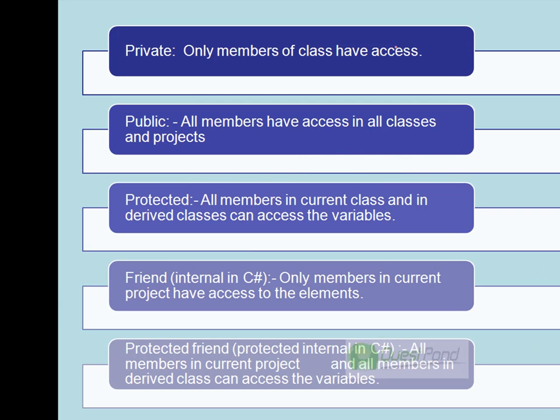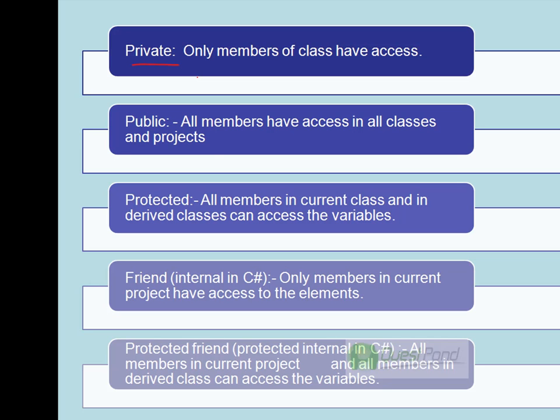Now there are 5 different ways by which you can do encapsulation. The first one is private. The time you define a function as private, which we have already done in the code, only the members of the class can have access to it. So any external members cannot have access to these functions.